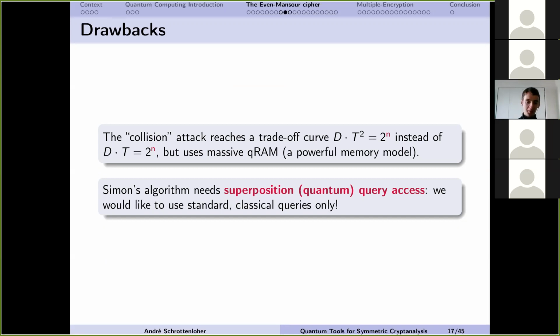The memory you're using is especially annoying. It's like a powerful quantum memory model. So it's interesting to know what we can do without that. And of course, the superposition attack is very powerful, but it's a superposition attack, right? If we remove this quantum superposition access, then well, we just can't do that anymore.